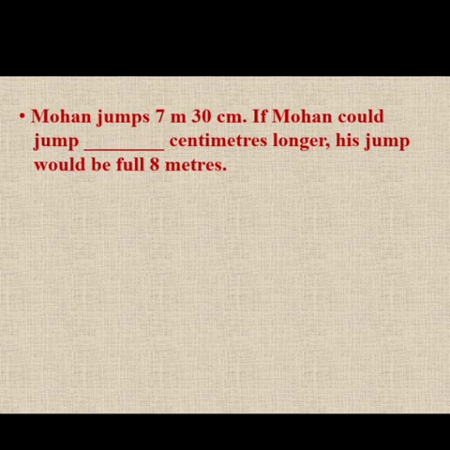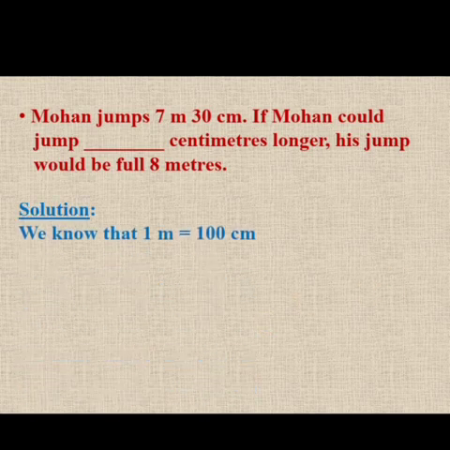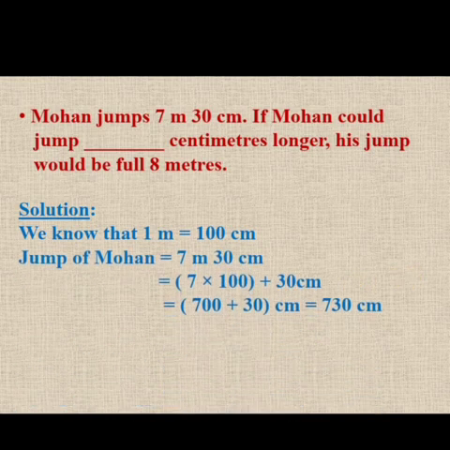Let's have a look on the next solution. Mohan jumps 7 meter 30 centimeter. If Mohan could jump 10 centimeters longer, his jump would be full 8 meters. Let's have a look on the solution. We know that 1 meter is equal to 100 centimeter. Therefore, jump of Mohan is equal to 7 meter 30 centimeter as it is already given, right?